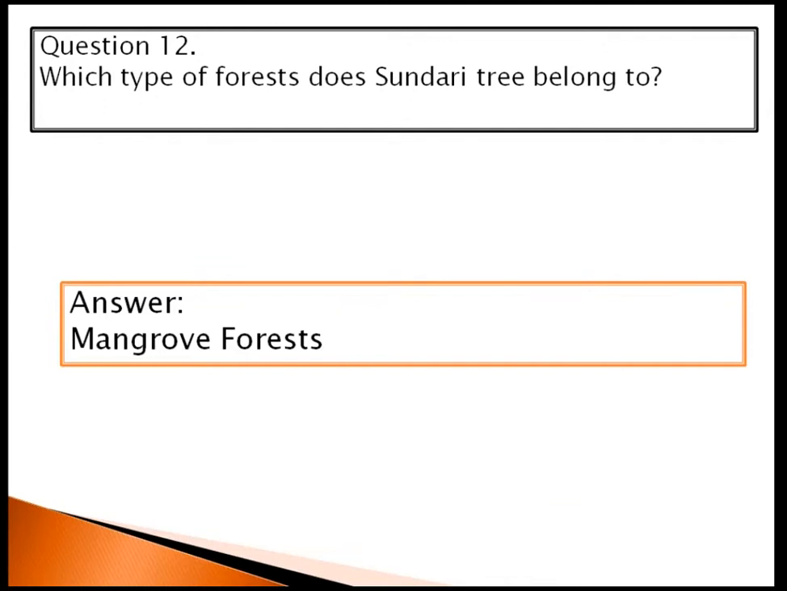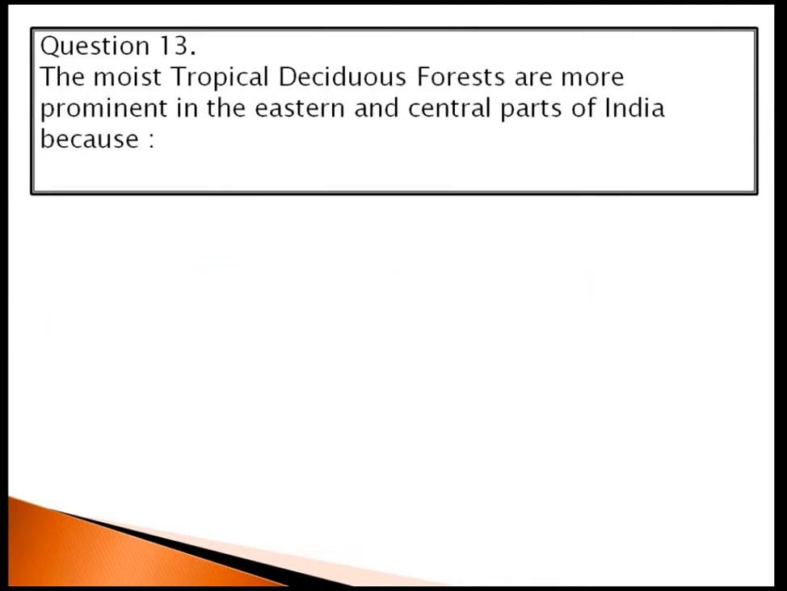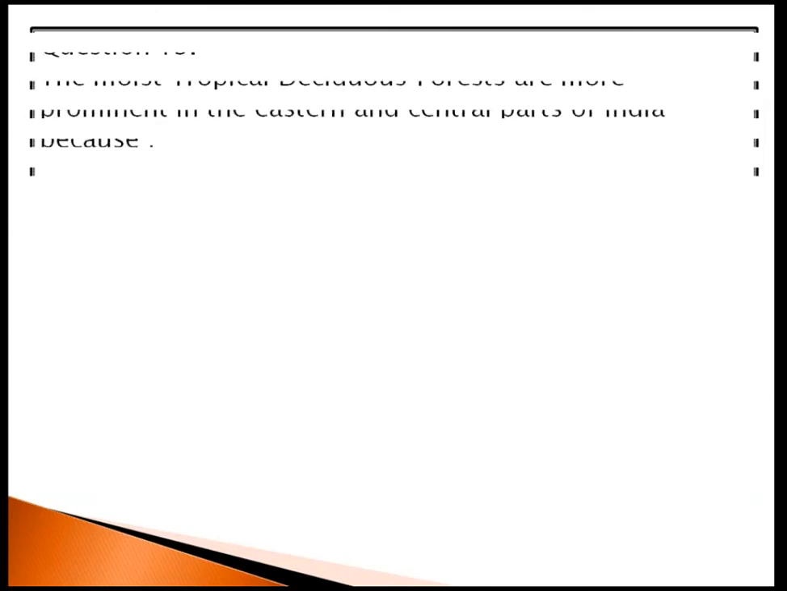Moving to the next question. Quickly read the question. The moist tropical deciduous forests are more prominent in the eastern and the central part of India because... The reason you have to tell. Question number 13, please read it properly. Let's check the answer now.